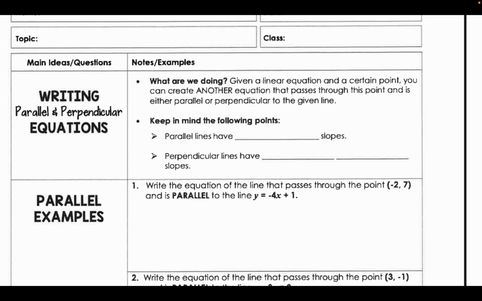Because remember, if we have a point and a slope, we can use point-slope form, which we learned in section 5.4. So a quick reminder from earlier this lesson that parallel lines have the same slopes, and perpendicular lines have what we call opposite reciprocals, or negative reciprocals.